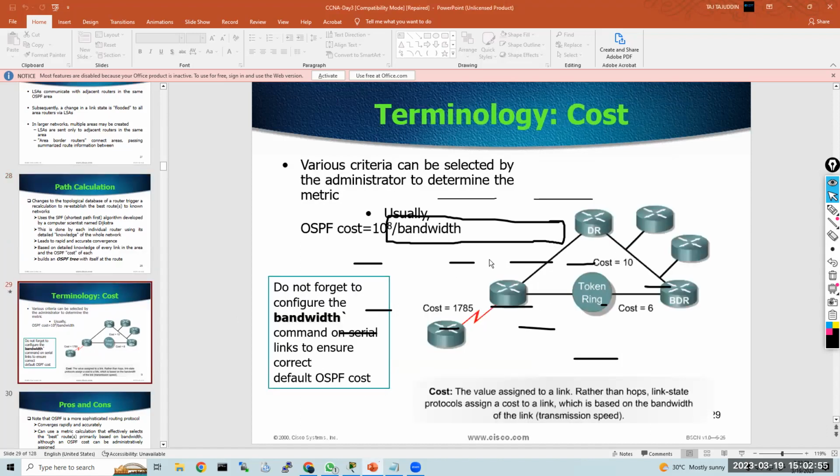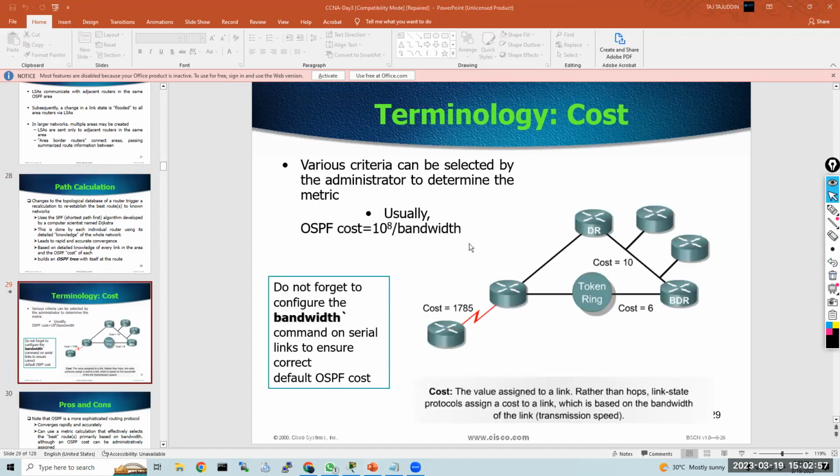As we can see here, OSPF totally depends on this equation, guys. OSPF cost equals 10 to the power of 8 divided by the bandwidth. This is how it's going to calculate. So do not forget to configure the bandwidth command on the serial link correctly, especially when you are using serial. We should configure your clock rate.